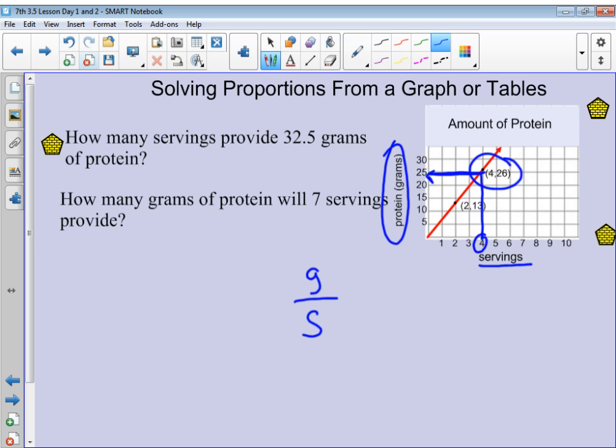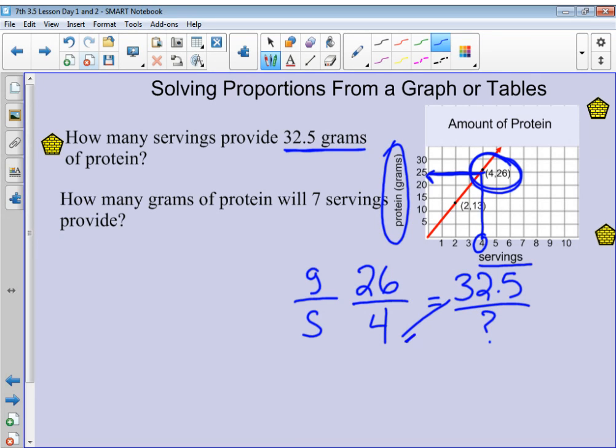So my grams was 26 and my servings was 4. So that's just taking these two numbers and putting them in the right spots. And here's the bit of information that they're giving me for the first question. How many servings will 32.5 grams of protein? So since I'm doing my grams of protein on the top, that's where I'm going to put my third bit of information. And I need to figure out how many servings.